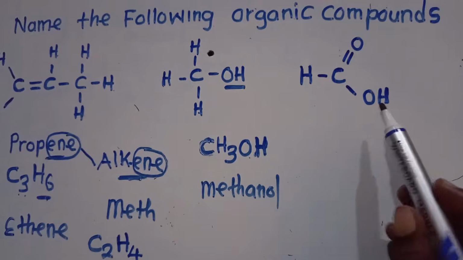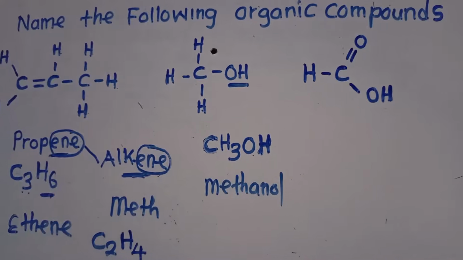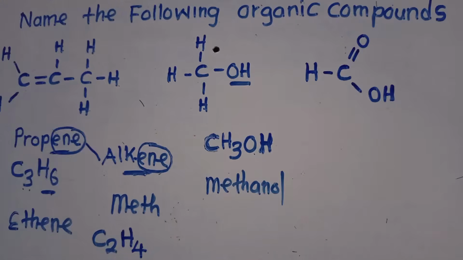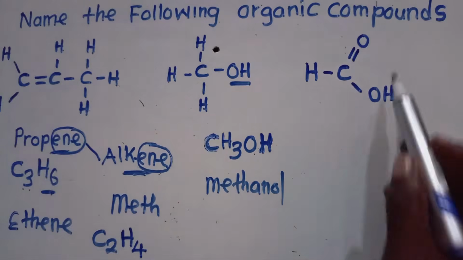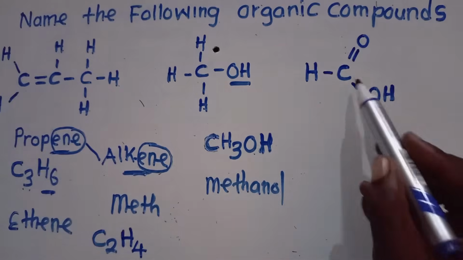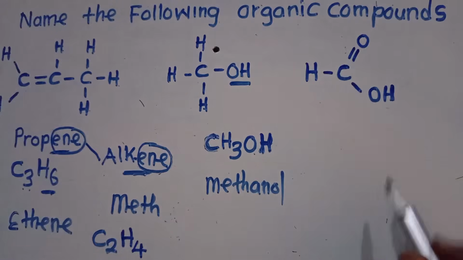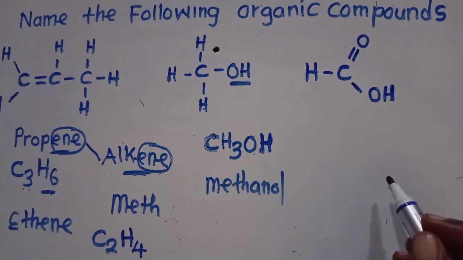We move to this other one. I'm going to explain all this. You just need to follow me on my platforms where I explain, and you are going to understand this very well. So now we go to this one that is here. This one is a carboxylic acid because there is COOH. What is the name of this carboxylic acid?